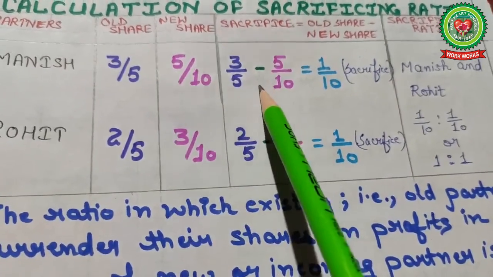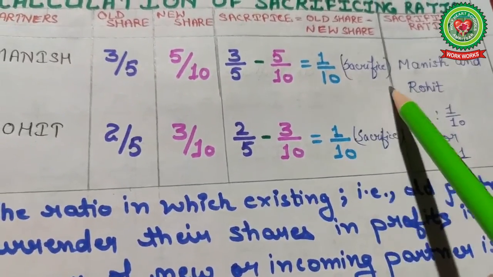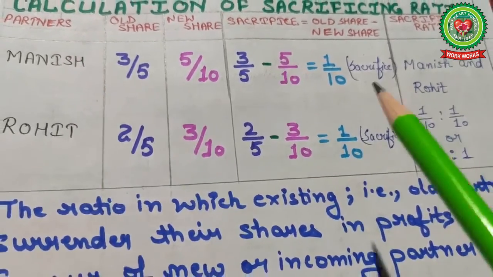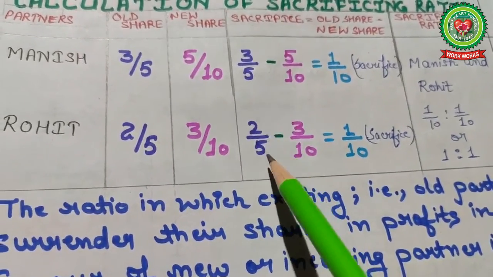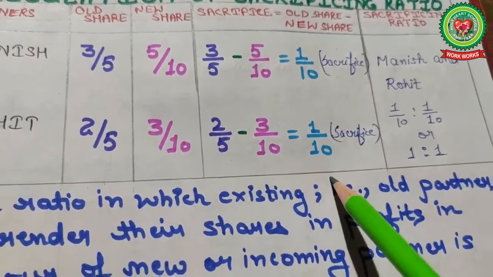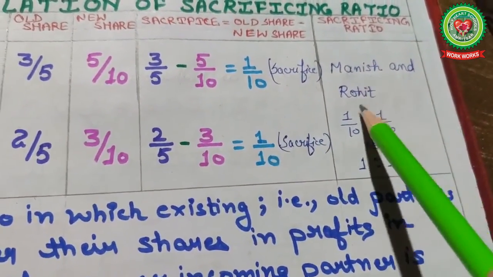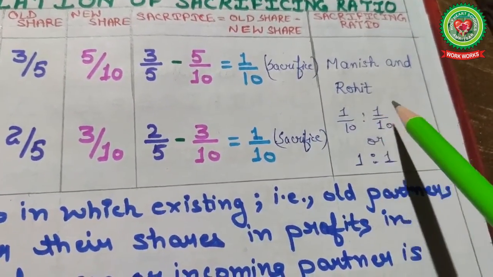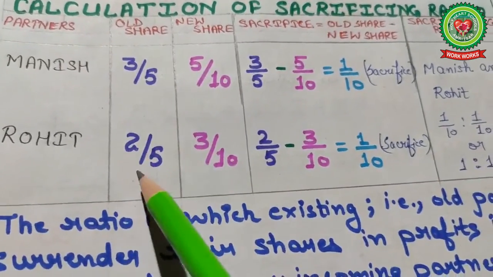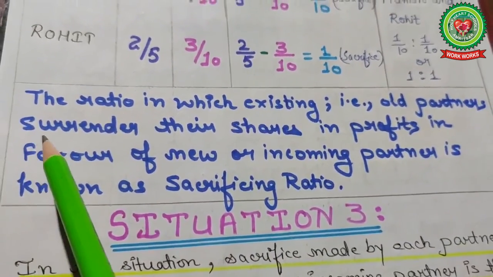So 3/5 minus 5/10 is equal to 1/10, which is the sacrifice in the case of old partner Manish. Likewise in the case of Rohit, 2/5 old share minus new share 3/10 gives 1/10, the sacrifice made by Rohit. So your sacrificing ratio of Manish and Rohit is 1/10 to 1/10, which means both Manish and Rohit sacrifice equally in favor of the new or incoming partner Piyush.